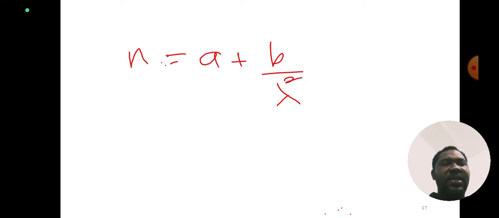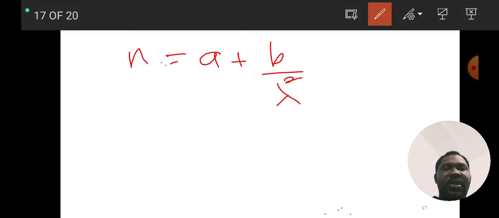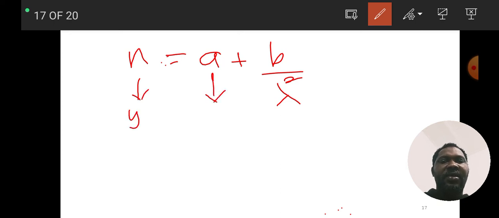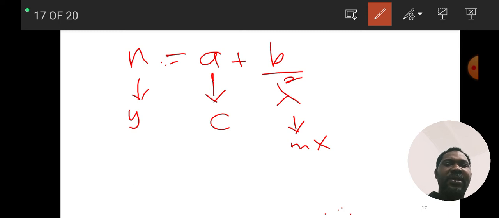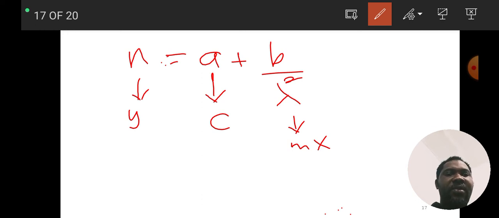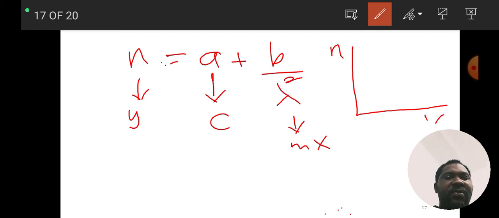Based on what I see there, I don't think we have so much to transform here. The reason is that n is a variable, so I can call that my y. A is a constant, so I can call that my C. B over lambda squared is a constant variable, so I can call that my mx. So there's nothing really here to transform. So the question is, what graph are we plotting here? This is what my graph will look like. We are going to be plotting a graph of n against 1 over lambda squared.